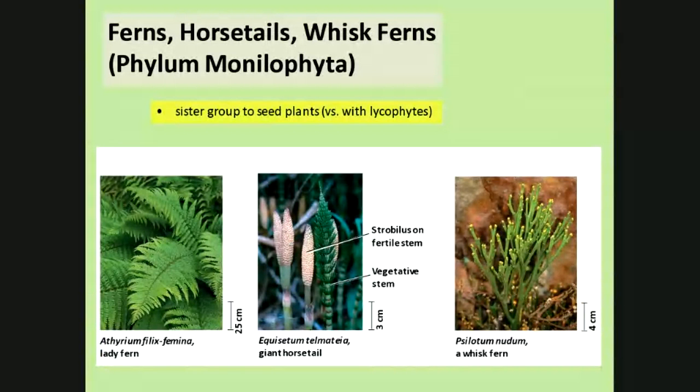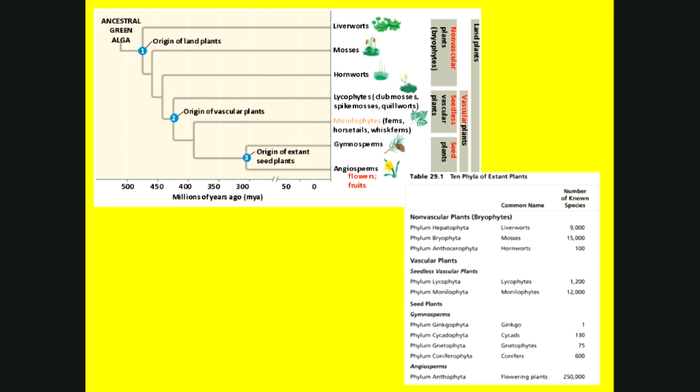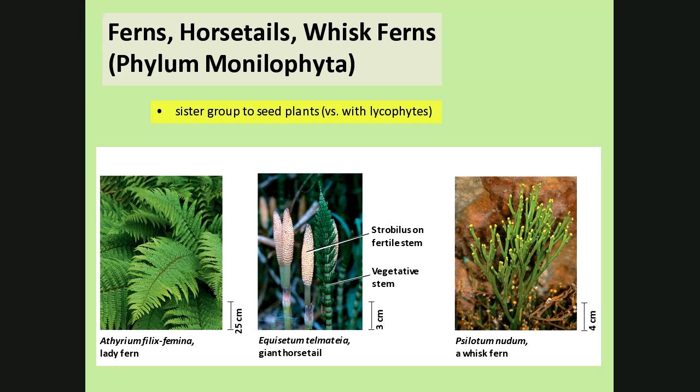The ferns, the horsetails, the whisk ferns, this is the closest group to the seed plants versus the lycophytes. What we mean by that is monilophytes and seed plants share a common ancestor 375 million years ago, whereas ferns share a common ancestor with lycophytes somewhere around 425 million years ago. So ferns are more closely related to seed plants, the rest of the plants in the other chapter, than the lycophytes are.